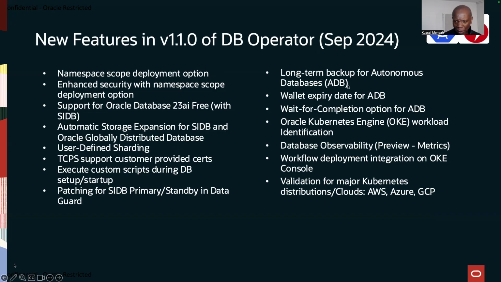Those are for SIDB. And on this side, you have long-term backup for autonomous database. This is an option. The autonomous database has its own self-backup, but if you want long-term backup, you can trigger that using the operator. Wallet expiring specification, and wait-for-completion option, etc., workload identification. And then we also have, in preview mode, observability.